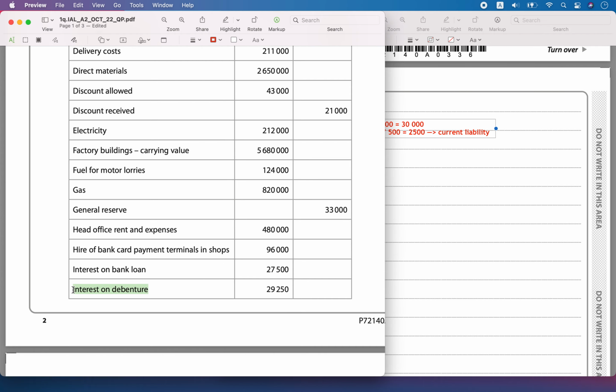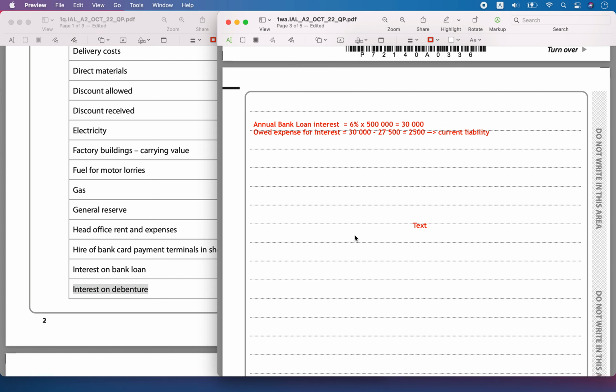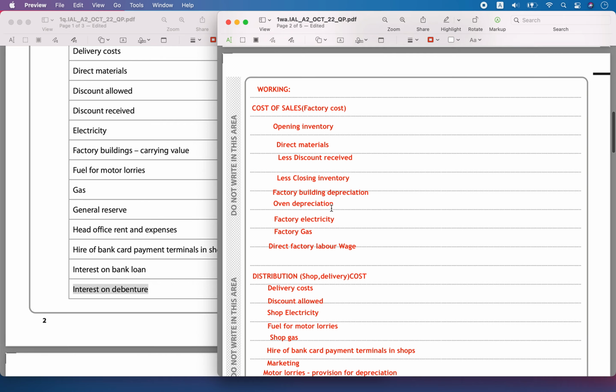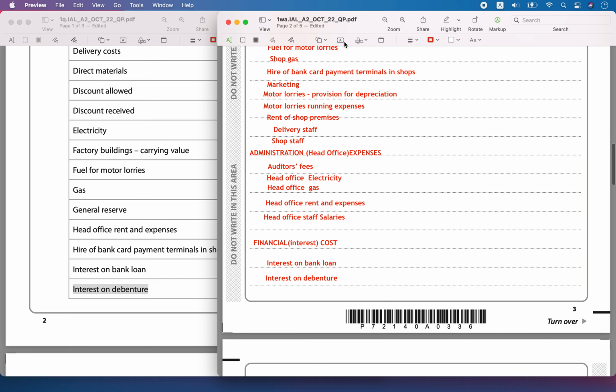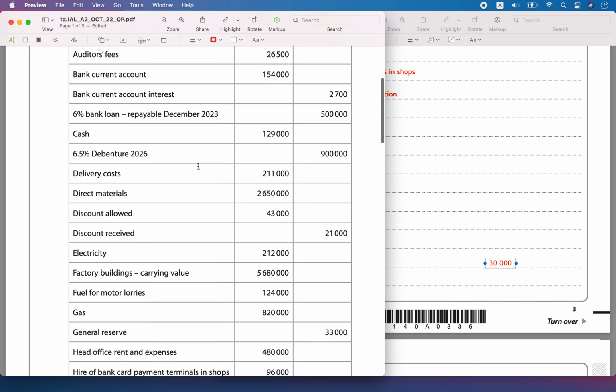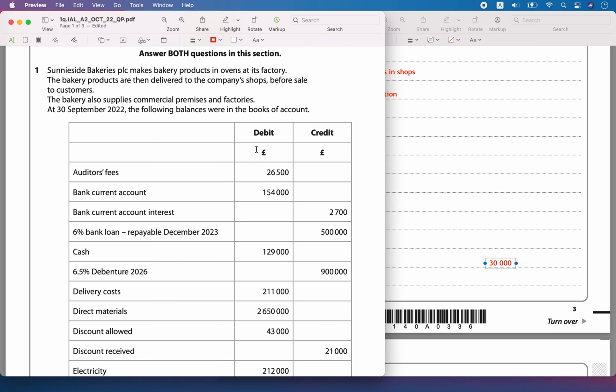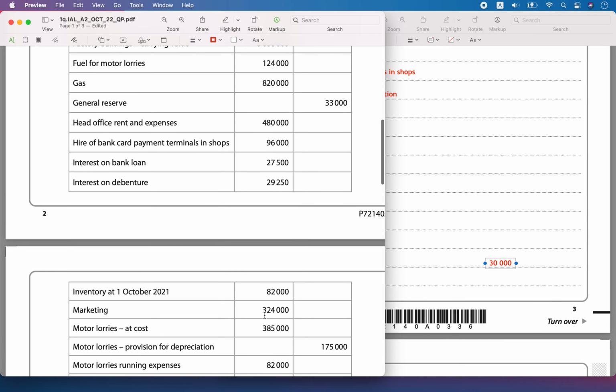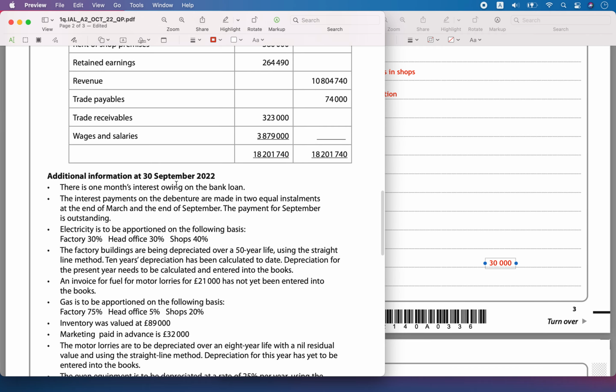Now the bank loan interest, then interest on debenture, annual interest on debenture, let's calculate that. So this is the bank loan interest, let's put it here. It is 30,000 pounds, the bank loan interest that needs to be paid this year.